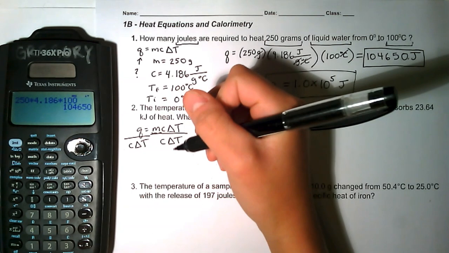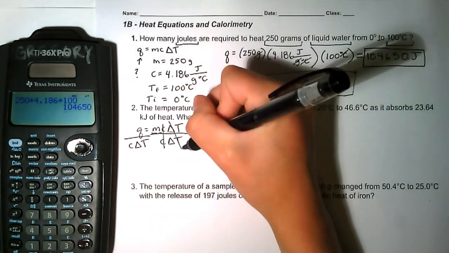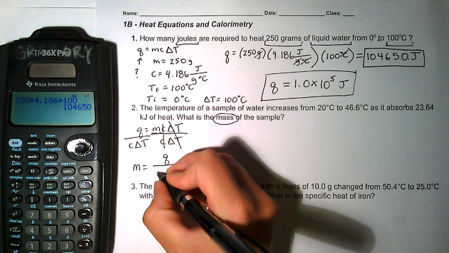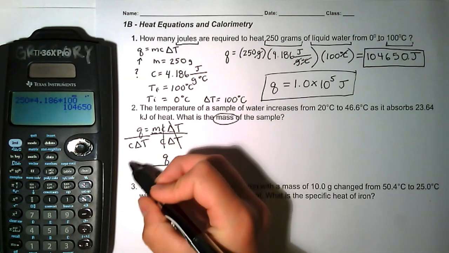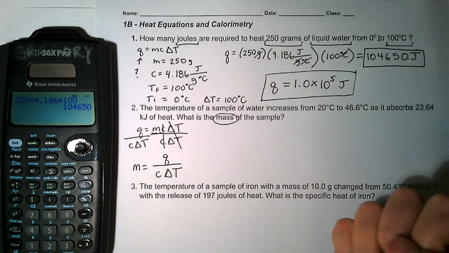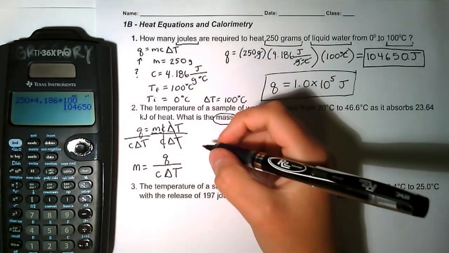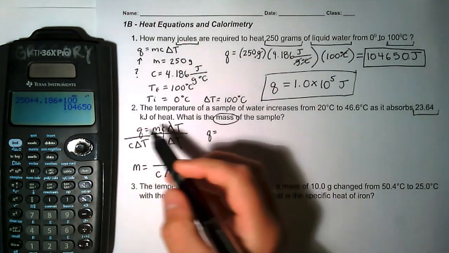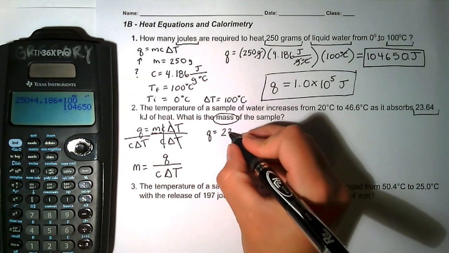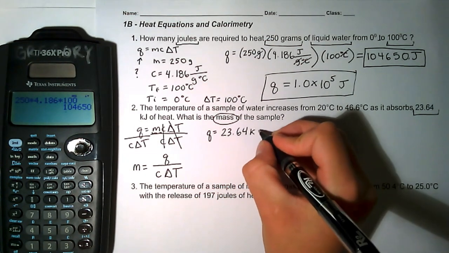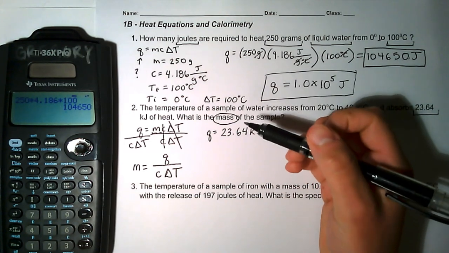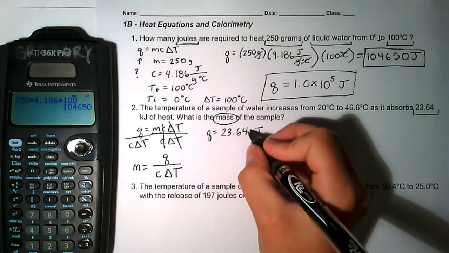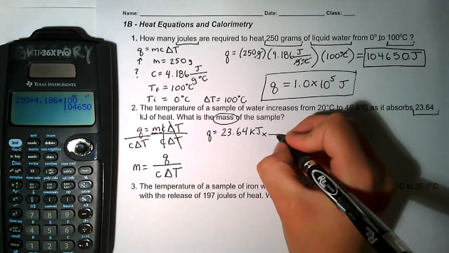Whatever I do on one side, I can do to the other. So now my C cancels, my delta T cancels, and we have m equals Q divided by C times delta T. Now we have our equation rearranged so that mass is equal to the other variables that we are given in the problem. Our value of Q, it absorbs 23.64 kilojoules of heat energy. But I know that I need to use joules in my problem, so I'm going to go ahead and convert this kilojoules into joules, just using dimensional analysis.